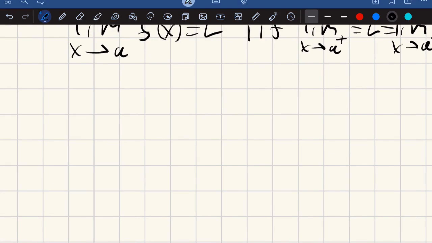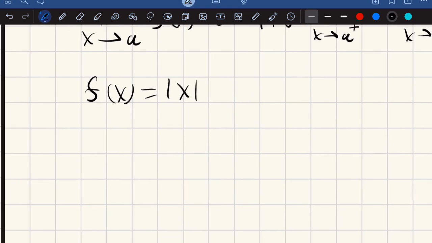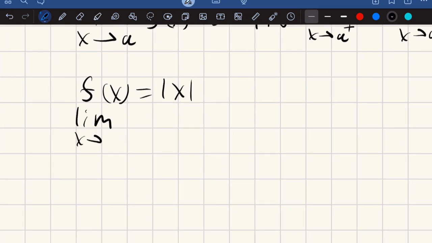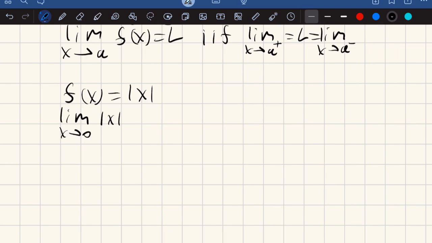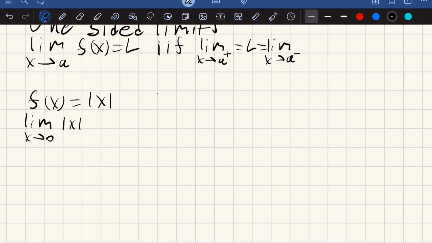Let's do an example. If we have our function f of x to be the absolute value of x, what if we're trying to find the limit as x approaches 0 of the absolute value of x? Absolute value of x might not have been defined to you yet, so we'll define it here. Absolute value of x is equal to the piecewise function: when x is greater than 0, it's x, and when x is less than 0, it's negative x.